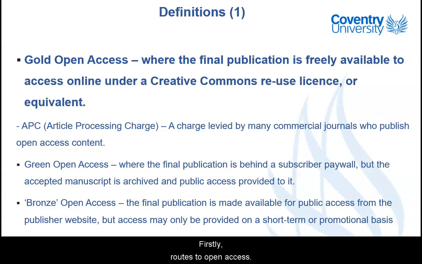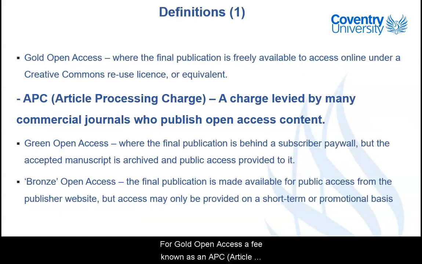Firstly, routes to open access. Gold open access is where the final publication is freely available in perpetuity from the publisher. Generally, we would expect publications falling under this definition to be published under a reuse license, such as those offered by Creative Commons. For gold open access, a fee known as an APC, article processing charge, may be levied by the publisher. There are some open access journals and publishers which don't charge APCs to publish with them. These are known as diamond or platinum open access journals. These terms are used interchangeably.